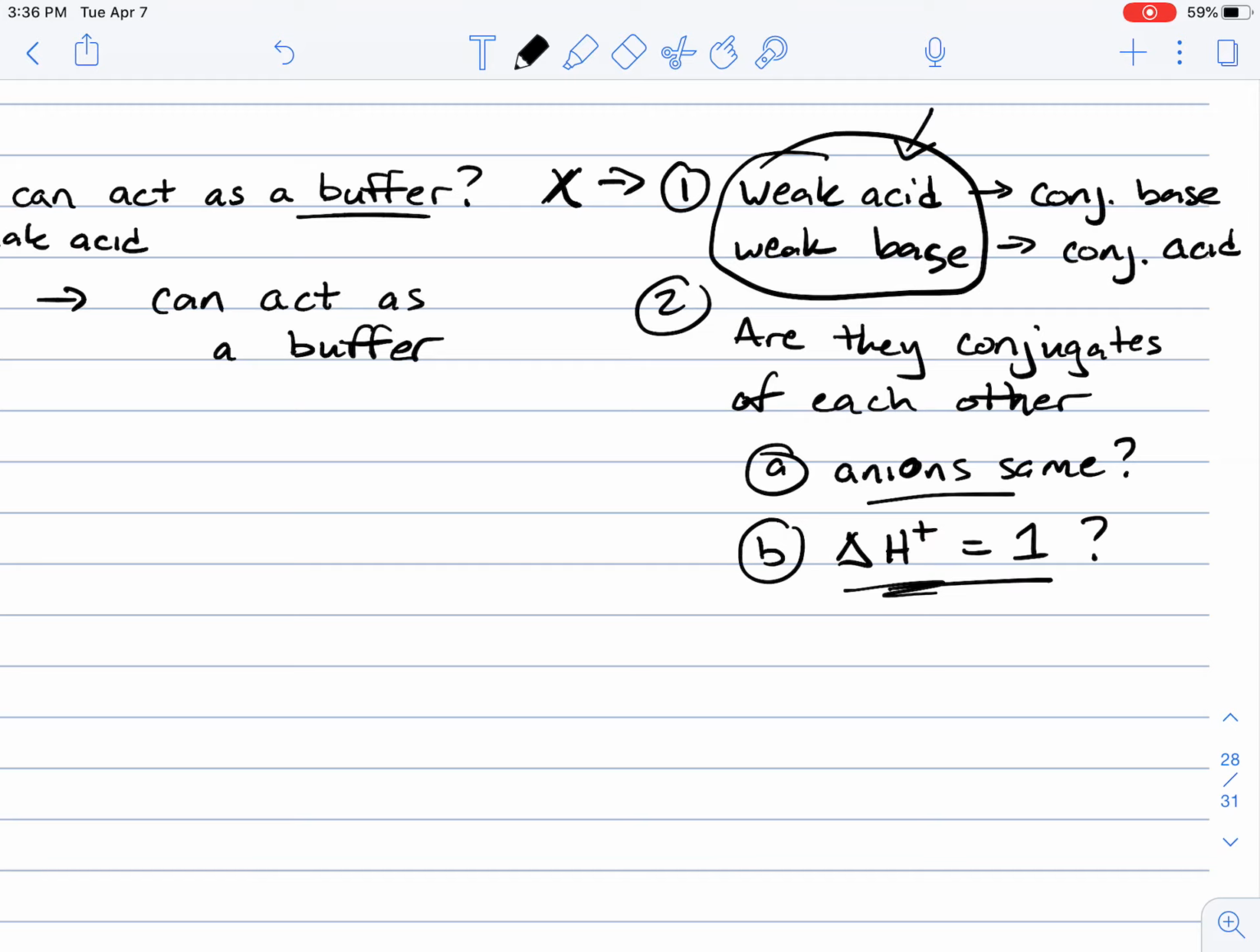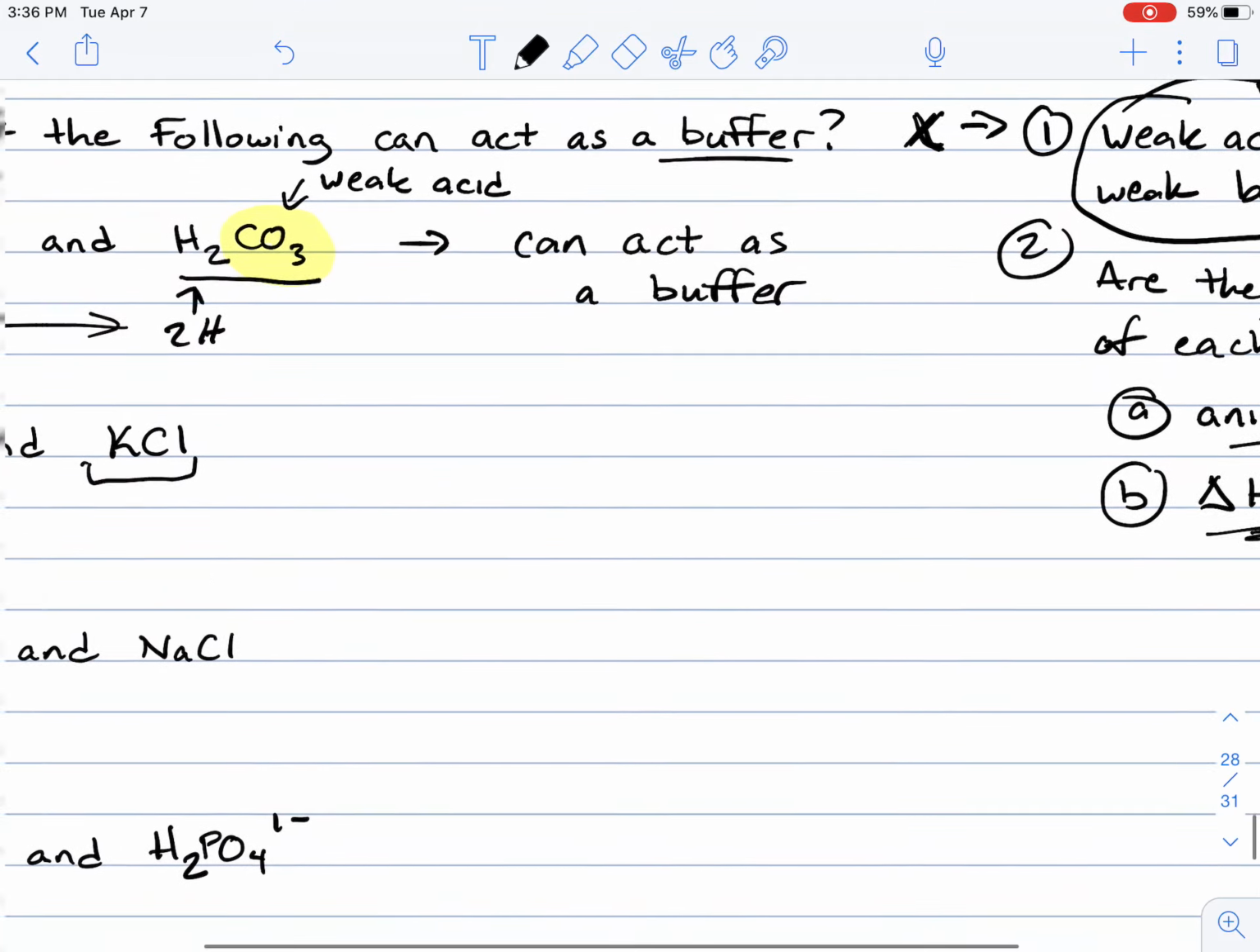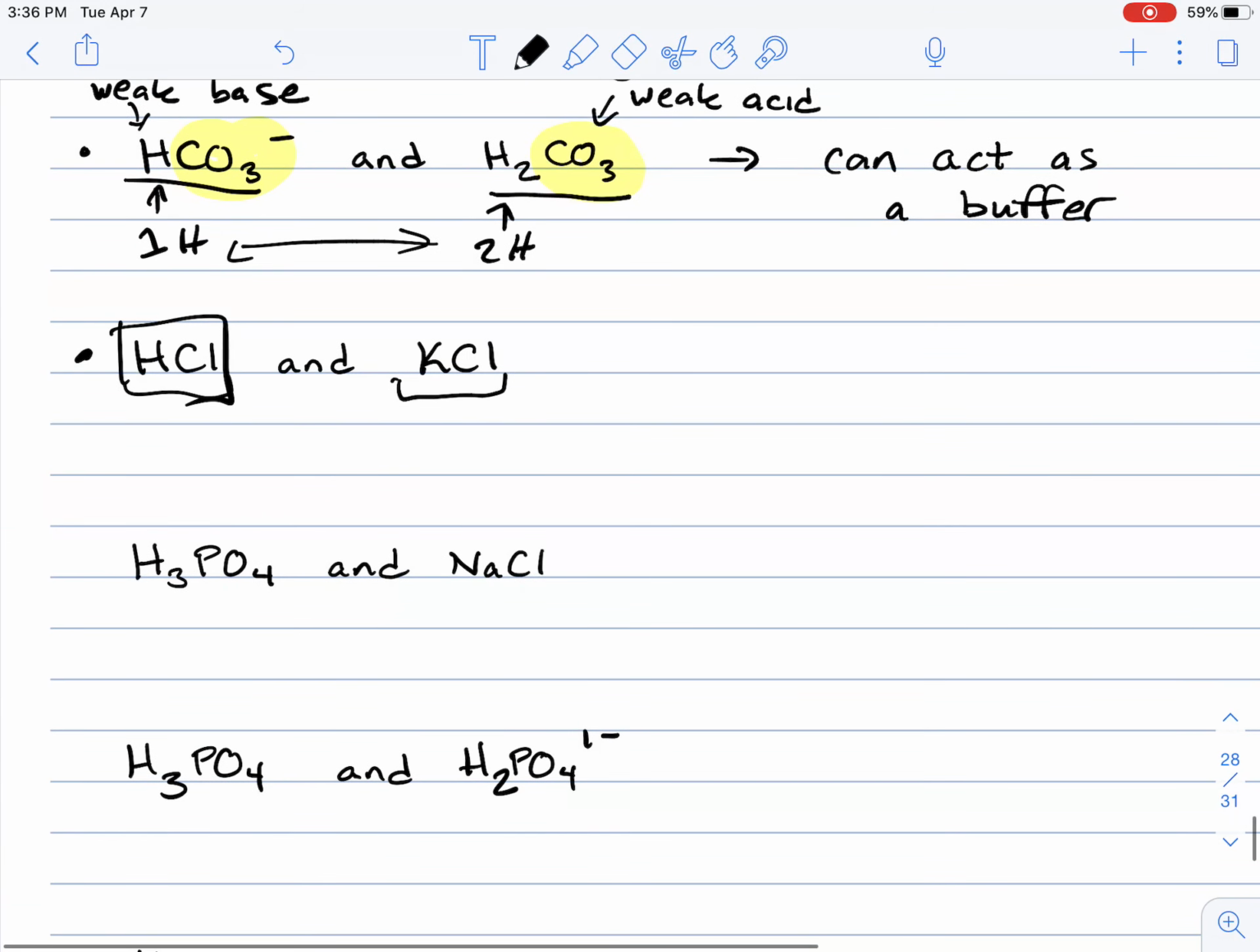And if it doesn't fulfill the first prerequisite, there's no point in doing the rest, right? If it's a strong acid, it's not a weak acid. And so therefore, these substances, when put in a solution, cannot act as a buffer.